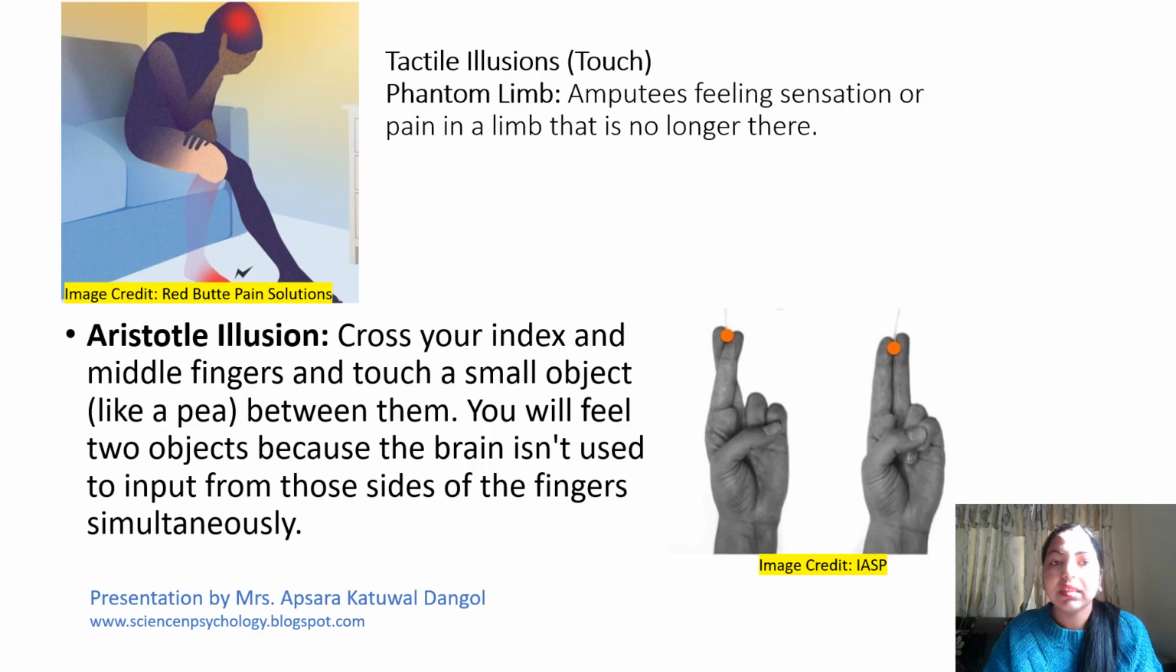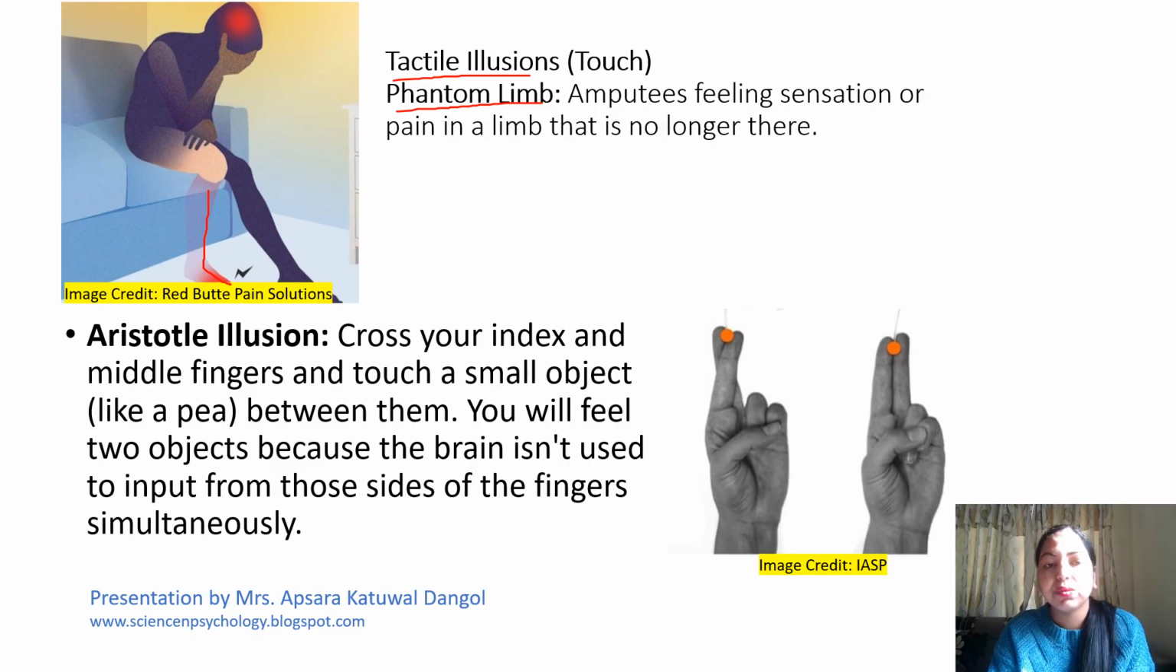Next one is tactile illusion. So in phantom limb, amputees, meaning those who have lost certain organs, feel sensation or pain in a limb that is no longer there. So there is no body part, something is missing, but they feel like there is pain in that part. That is the tactile illusion because of the trauma. So it is the case of phantom limb as well.